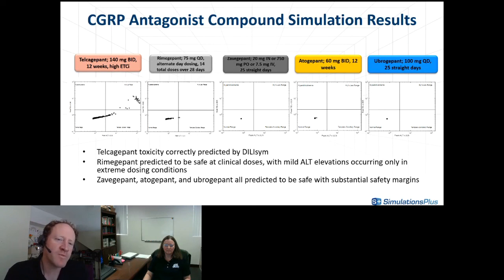With telcagepant and rimegepant, I'm reasonably certain both of those use the perfusion limited model with partition coefficients, and we didn't really look at transporters all that much, though both have relatively high partition coefficients. Telcagepant's is stratospheric, rimegepant's is around 8 or so. I think telcagepant's was in the 16 range, but both of those used partitioning rather than transporters to drive the liver concentrations.